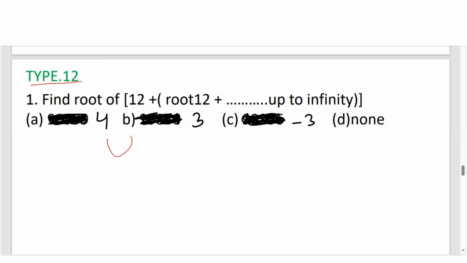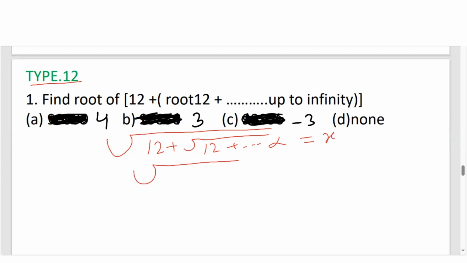Find the square root of 12 plus again a square root of 12, and you can write this up to infinity. So for any number given up to infinity, we have to find our answer. Again the same rule, I am explaining the basic first. Suppose this equals X, our answer is X. So when we see this question, root under 12 plus root under 12 plus up to infinity, we can write the square root of 12 plus the same number again. So this is X and this equals X.